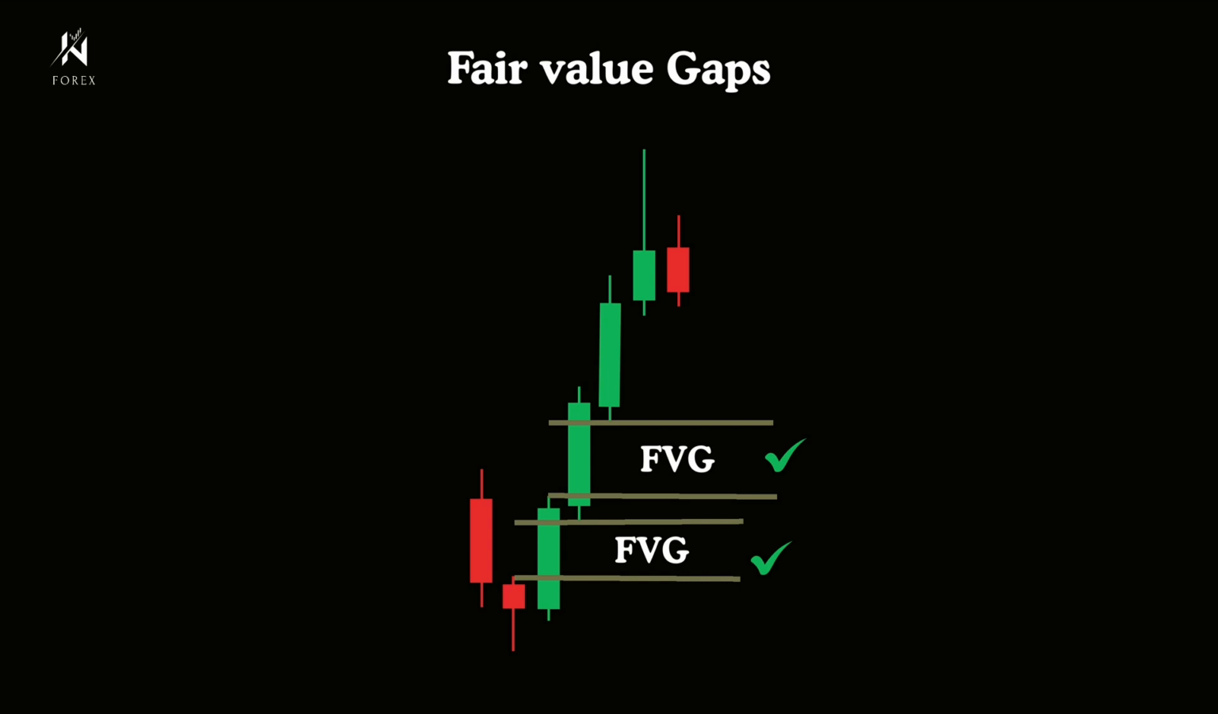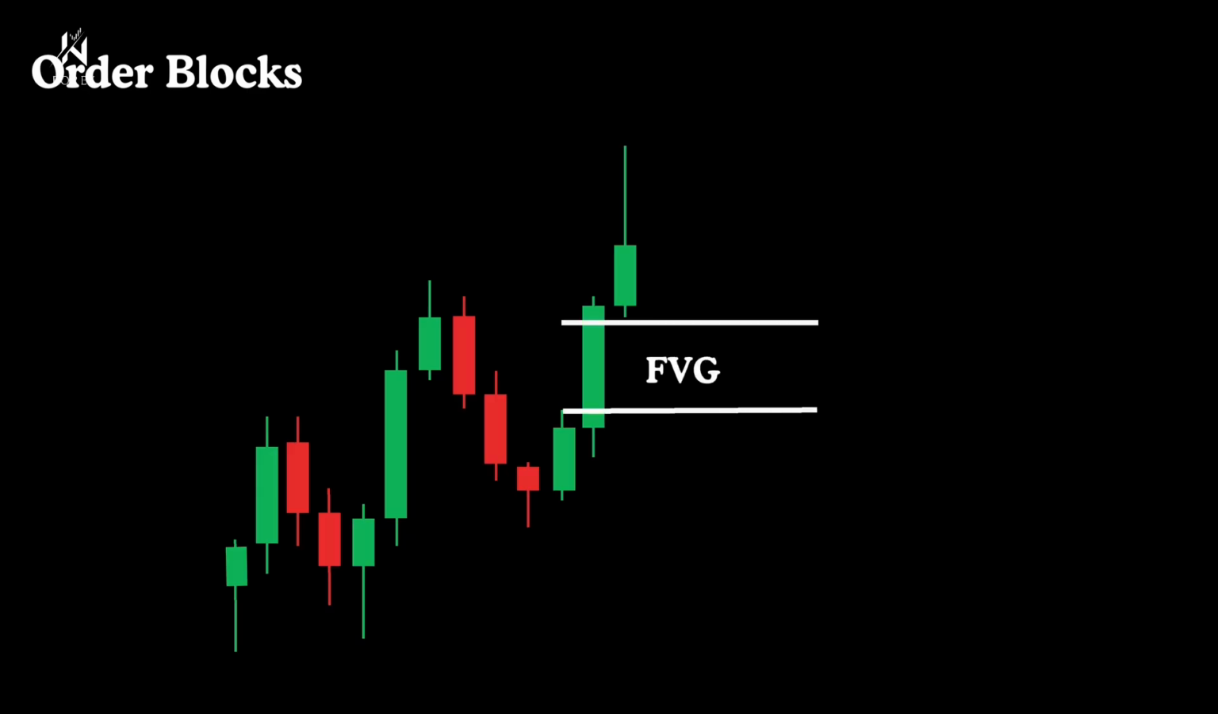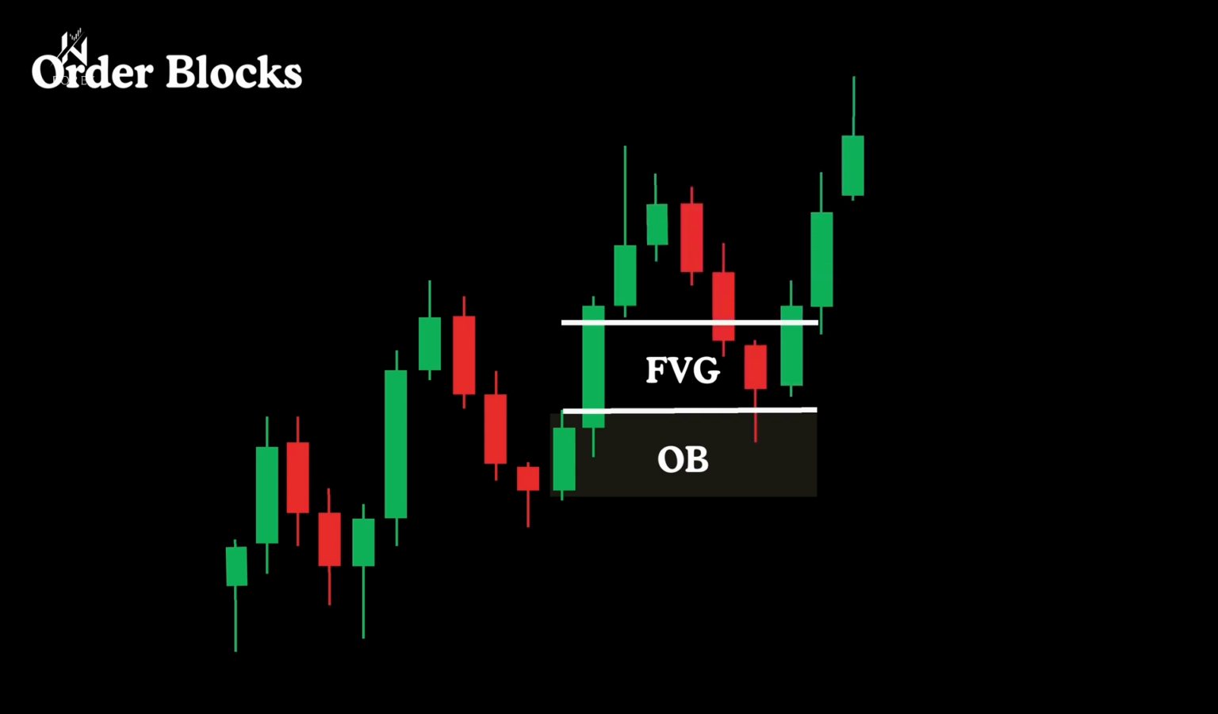Up to this point, we've explored fair value gaps and how they can serve as strategic entry points across various market setups. Let's move on to order blocks. The question is, how can we spot high-probability order blocks on the chart? Once fair value gaps appear on the chart, we identify the candle responsible for the imbalance as the order block. This candle is seen as the point where key decisions were likely made. Just like FVGs, when price revisits these zones, there's a strong likelihood of rejection, presenting a solid trading opportunity.